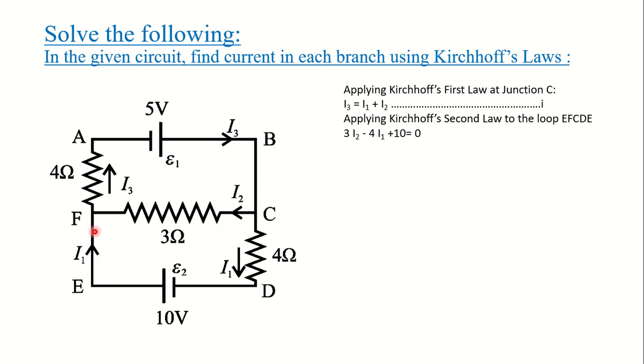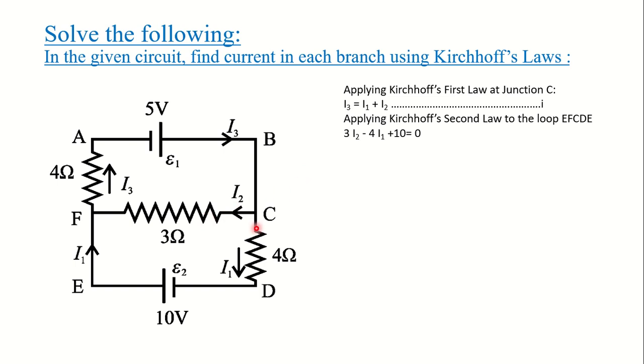So here we are moving from F. Starting from F, we are moving across the resistor 3 ohms first. What is the potential difference across this resistor? It is I2 into 3 ohms, so it is 3I2. Will it be positive or negative? Here you can see the direction we are tracing the loop is in this direction, but the direction of current is opposite to that. So this must be positive. They are in opposite direction, means it is positive.